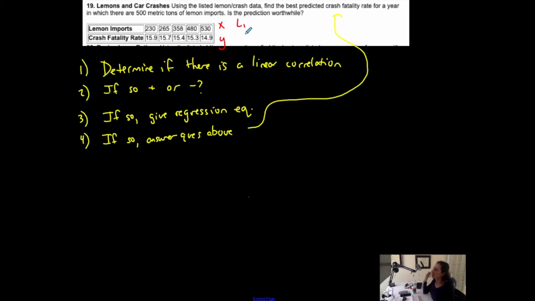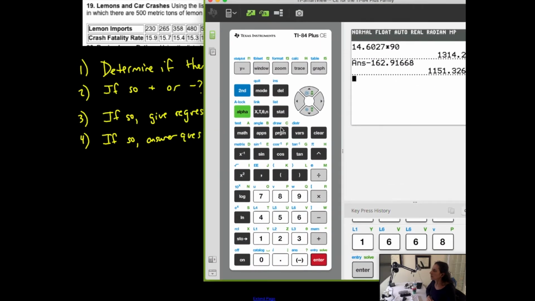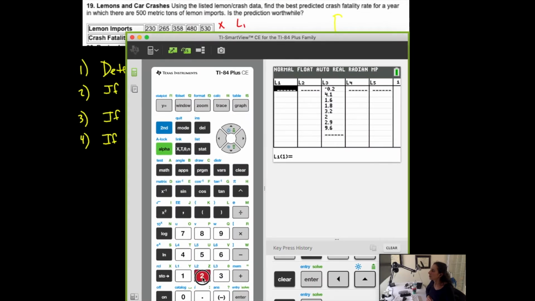So I'm going to put my lemon imports in L1 and my crash fatality rate in L2. I'm going to go to Stat and Edit. And if I do have stuff in here, I'm going to delete it. So clear, enter, over here, clear, enter, because I'm going to use L1 and L2. And in L1, I'm going to put lemon imports, right? So 230, 265, 358, 480. I mean, we've done this a lot, inputting data.